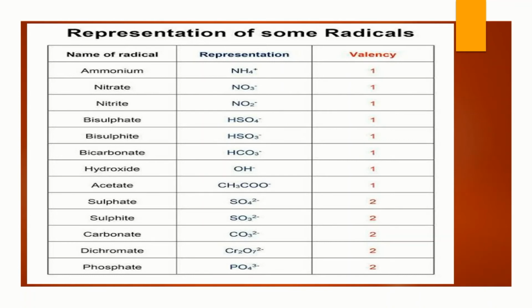We also have the dichromate ion, Cr2O7 negative 2. So the valency is 2, and the oxidation number is negative 2. Remember, oxidation number has a sign, a positive or a negative sign, but the valency is just a number. For example, the dichromate ion Cr2O7 has a valency of 2 and an oxidation number of negative 2. So that is how you can differentiate valency and oxidation number, but they are used interchangeably.